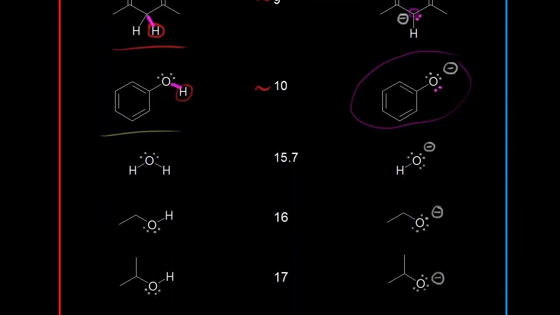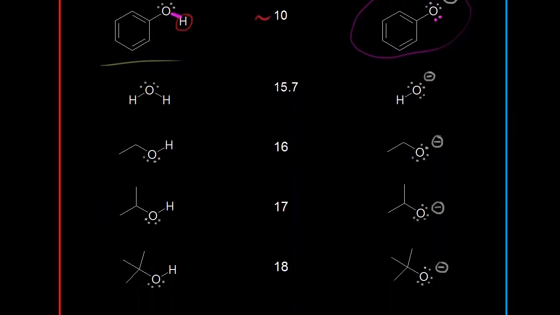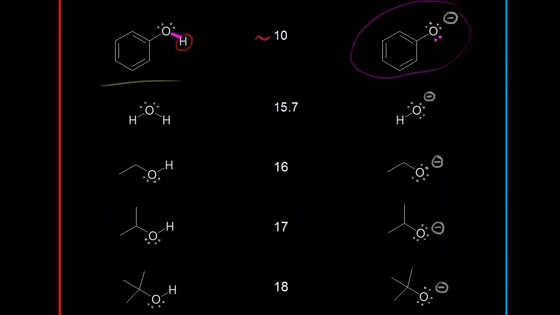All right, let's get some more space down here. Let's look at some more. All right, next we have water. Right, so what's the pKa for this proton on water? It's approximately 15.7. So the conjugate base to water would be hydroxide.